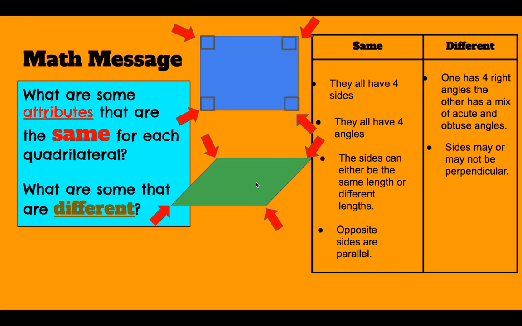Now the sides may or may not be perpendicular. So that makes them different. So what is perpendicular? These adjacent sides, the sides that are next to each other, are perpendicular, which means they meet at that 90-degree angle. Whereas this shape, the parallelogram, has sides that are not perpendicular. So that makes these two shapes different.